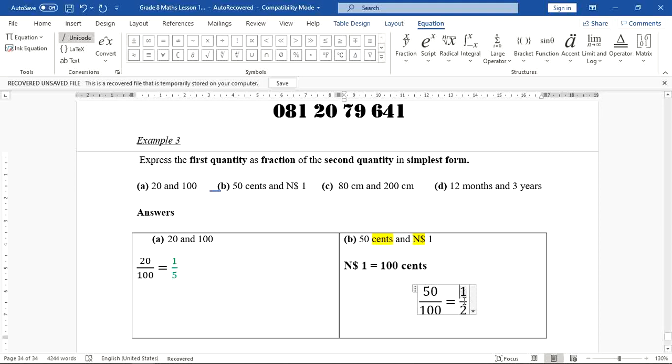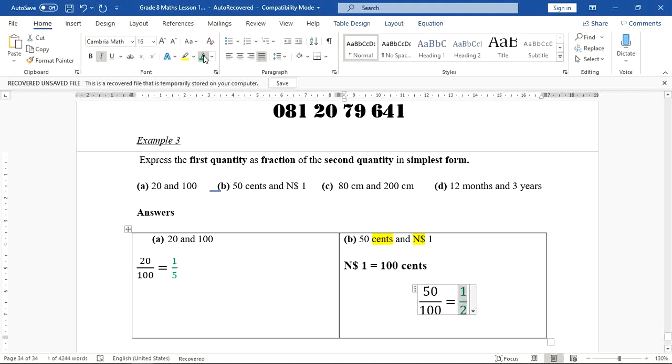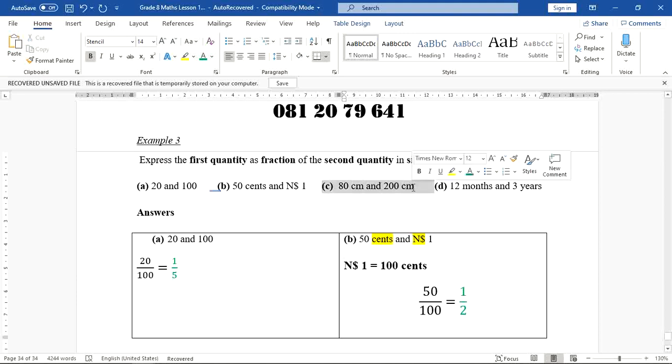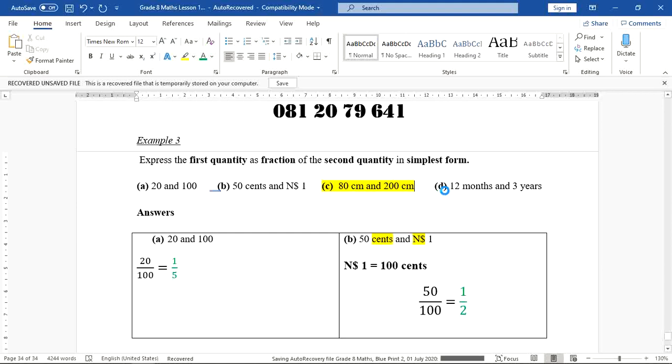Alright, my friends, now it is time for you to practice. We have part C, 80 centimeters and 200 centimeters. Meaning that here you're not going to convert, the units are the same. But in part D, you have 12 months and 3 years, so you must convert the years to months.